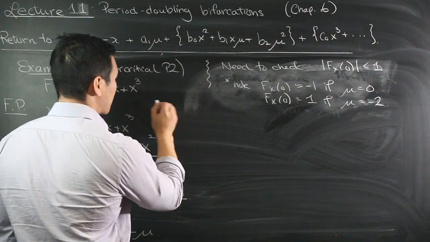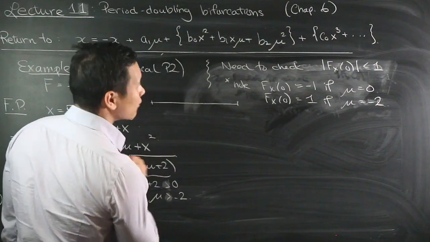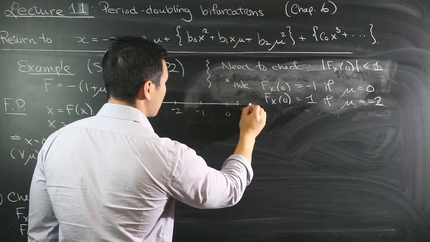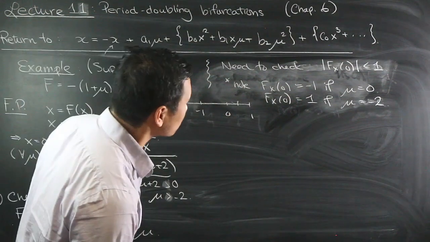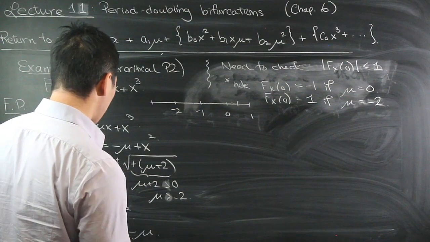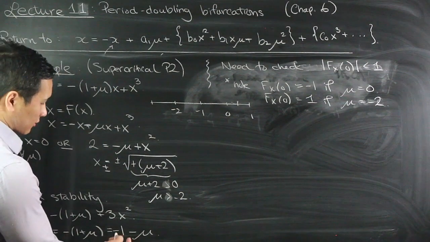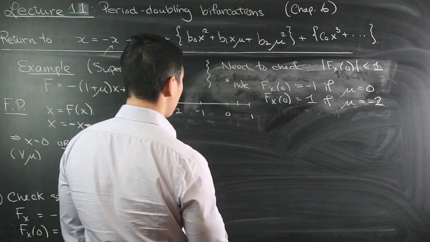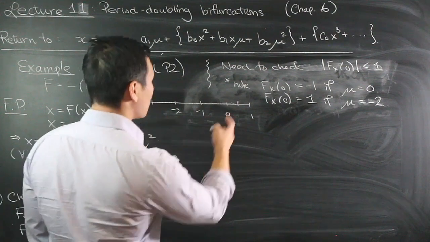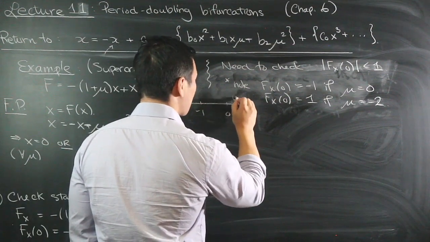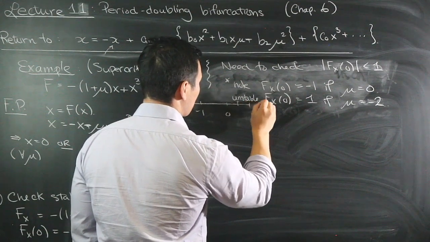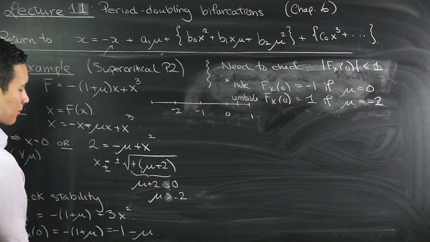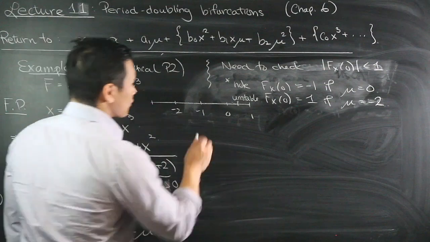So let me make a little graph here. So this is minus 2, this is minus 1, this is 0, this is 1, and so forth. So if mu is extremely positive, then this guy will be negative, and that will be unstable. So it changes here. So on the right here, it's unstable. So if you put in mu, for example, equal to 10, then you get minus 11. And it will change on the other side, so this is stable here.